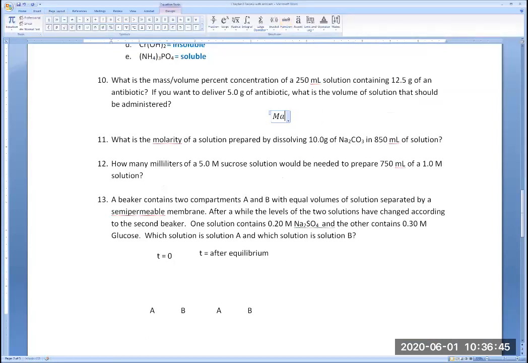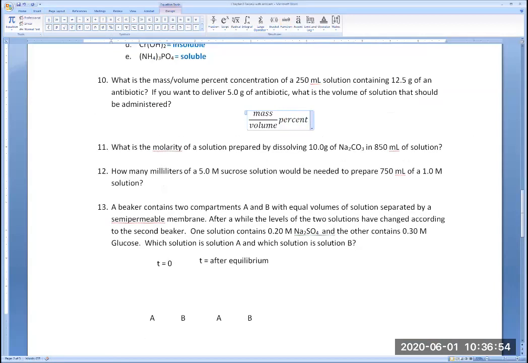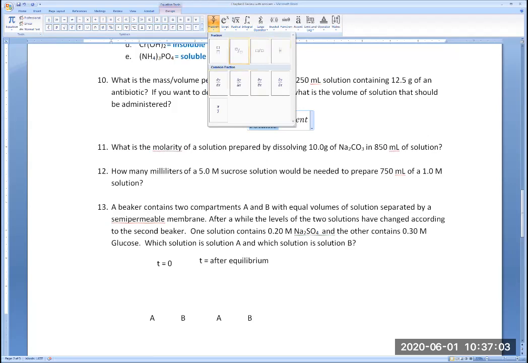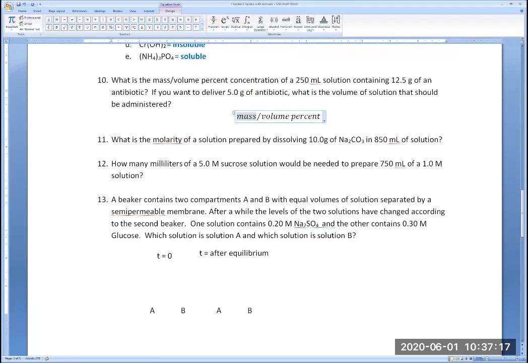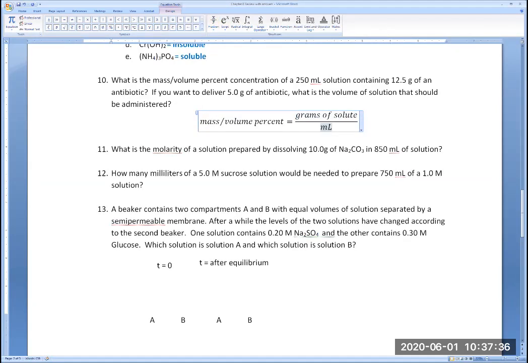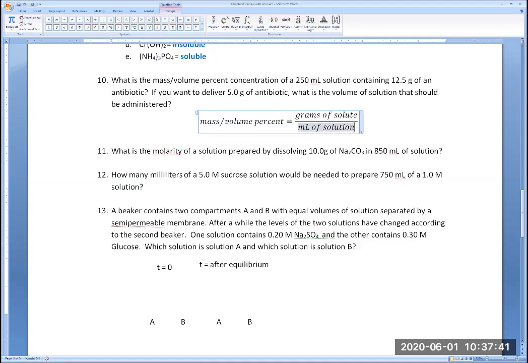Mass per volume percent. It's the grams of solute per milliliters of solution times 100. Okay, so that's the formula.